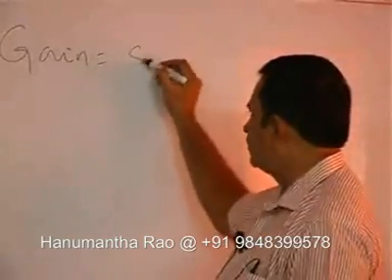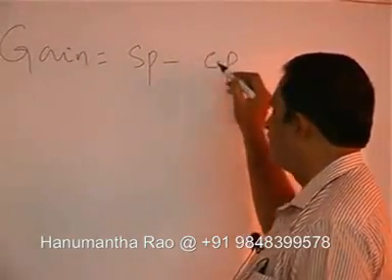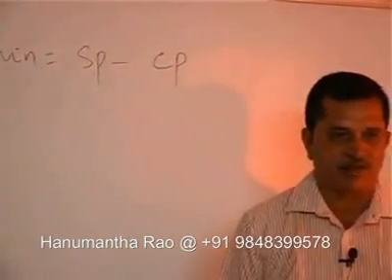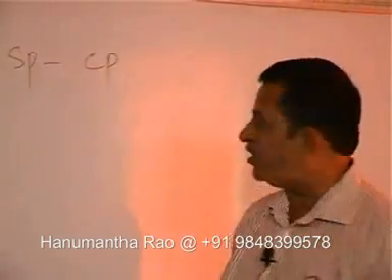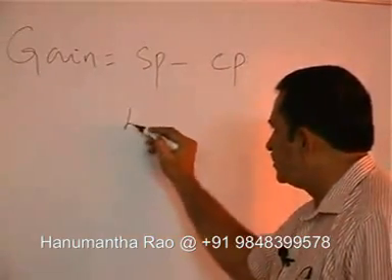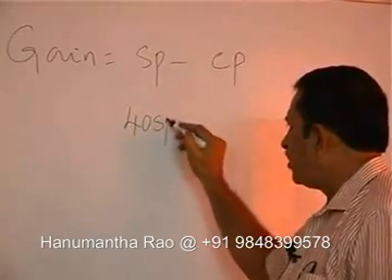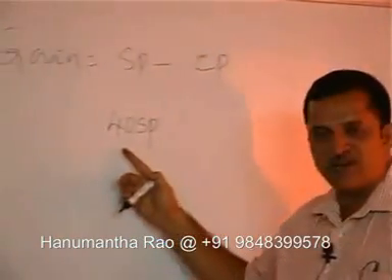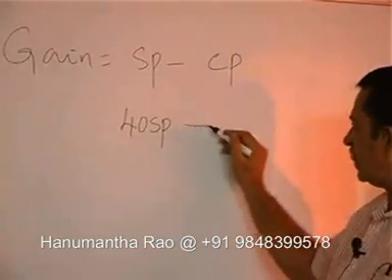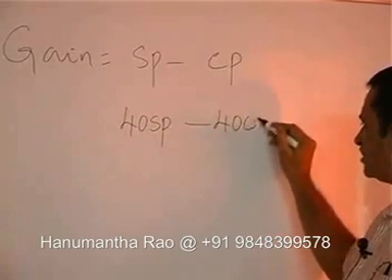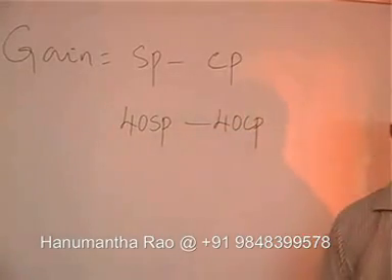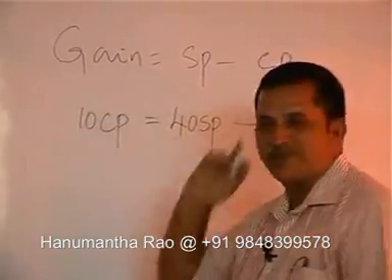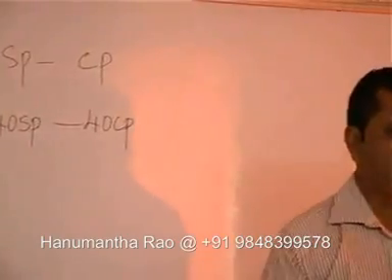Selling price minus cost price. Gain is equal to selling price minus cost price. By selling 40 articles, under the selling price, you write down 40 articles selling price. A man has to sell 40 articles means he needs to buy 40 articles, is it not? The result, the gain, is 10 articles cost price. Simple.